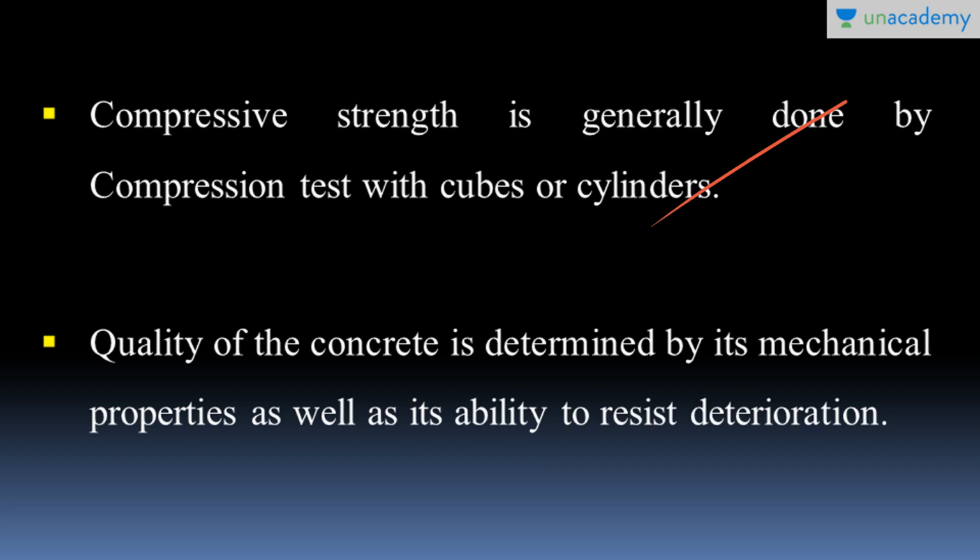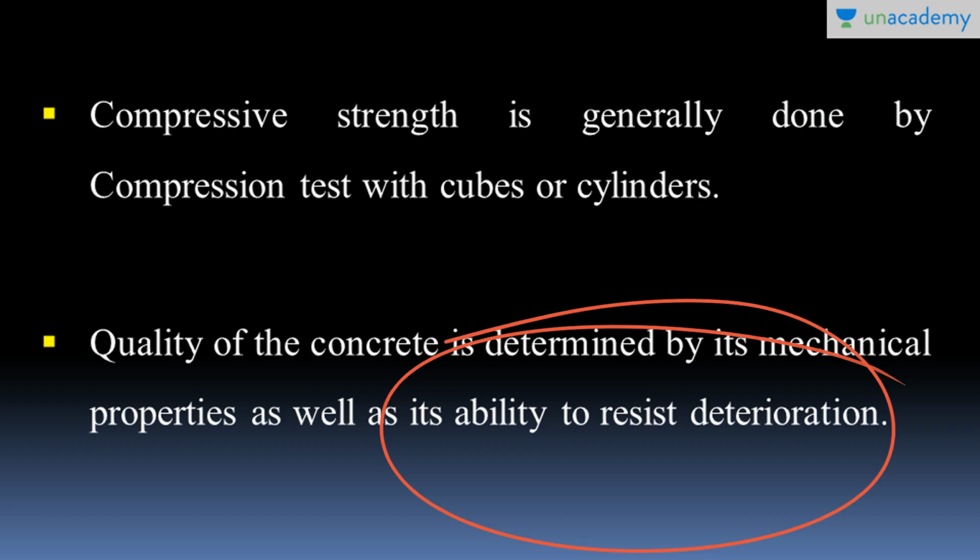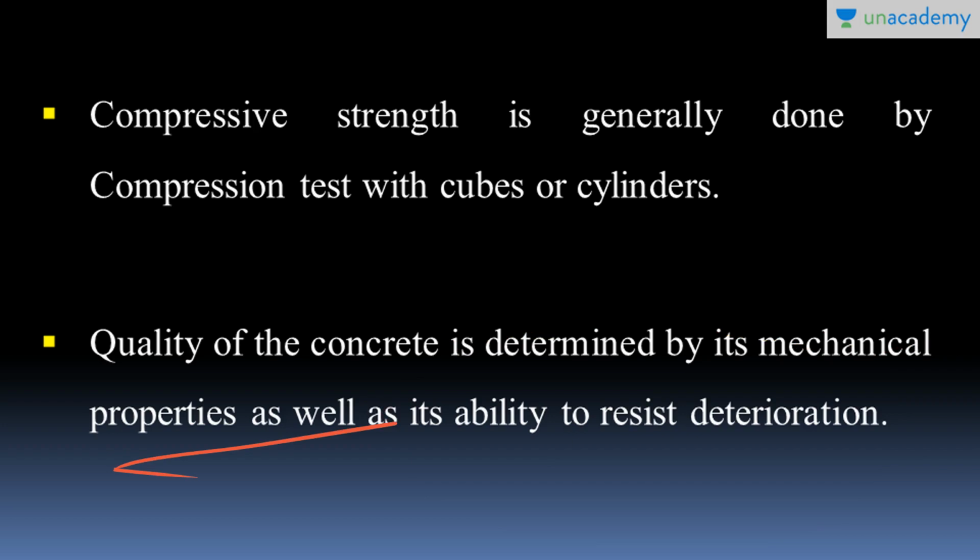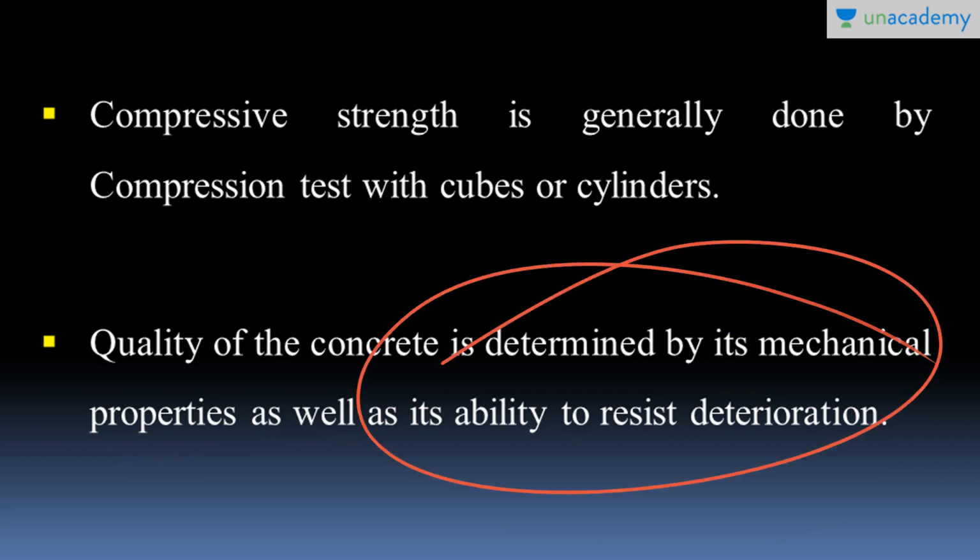Now, the quality of the concrete is determined by its mechanical properties as well as the ability to resist deterioration. This ability to resist deterioration can be said to be the strength. So the ability to resist deterioration is also known as the strength of the concrete. Now let's see what these mechanical properties of the concrete are. This also is strength, but strength is also a mechanical property.